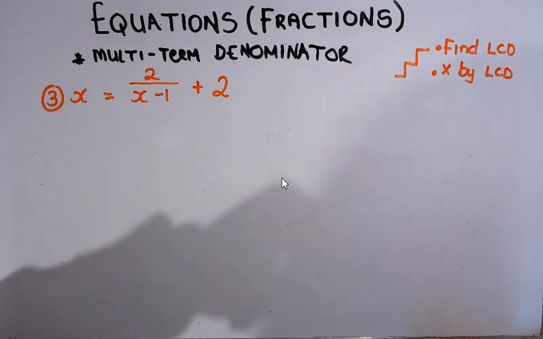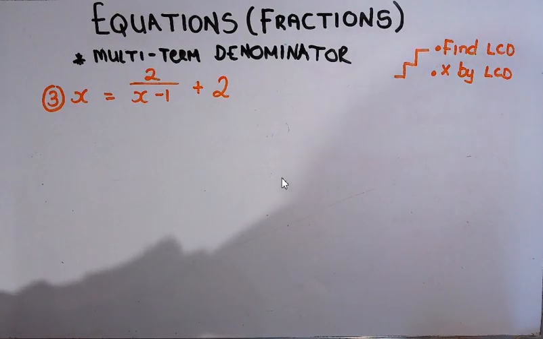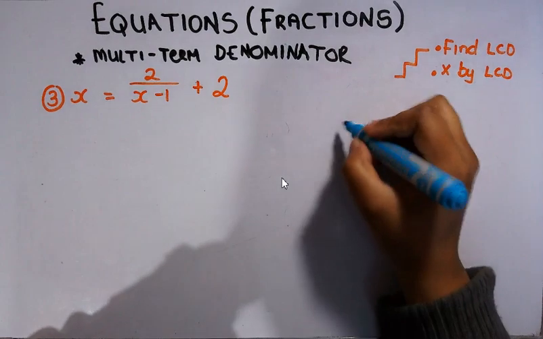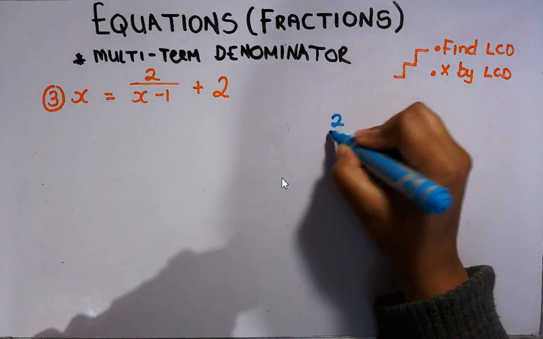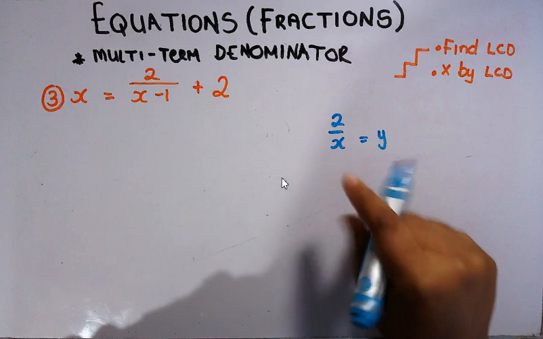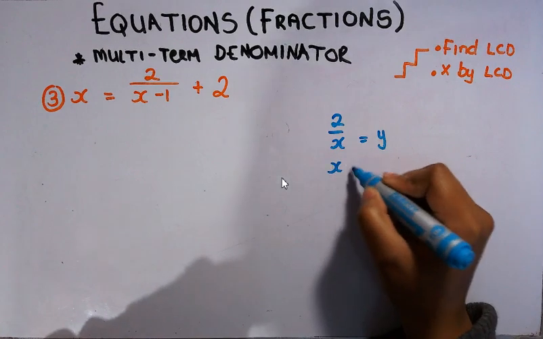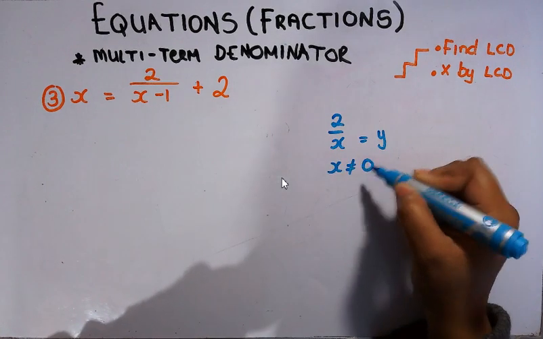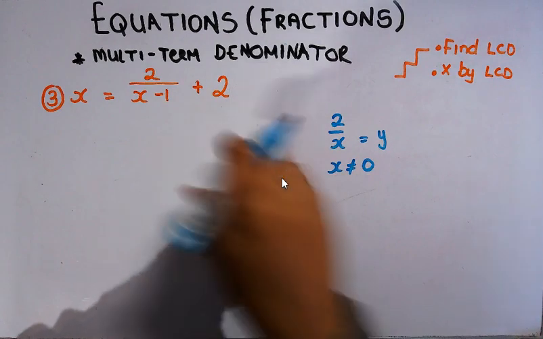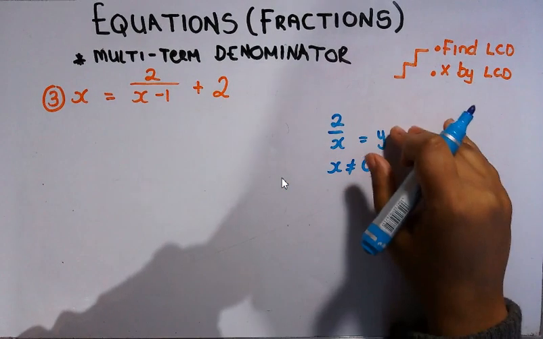Okay, so from the previous example, example 2, we learned that not all x values are appropriate for our sum. So if you have, for instance, a sum that says 2 over x equals, say, y, we need to know that x cannot be equal to 0, because if we ever find that x is equal to 0, then our equation becomes undefined.